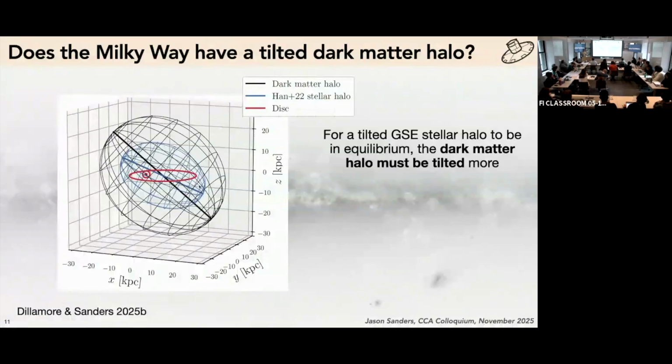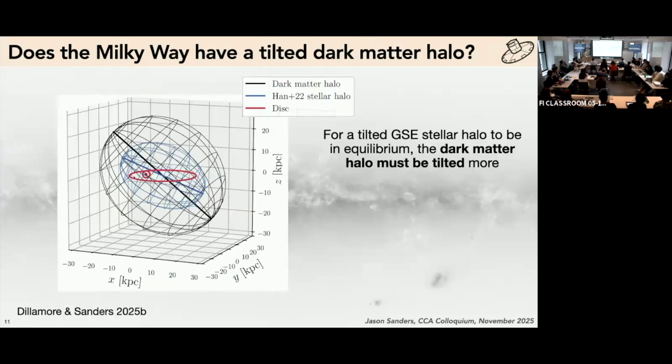One way is to have a dark matter halo in the Milky Way that is also misaligned. So in this plot, maybe I'll just explain it a bit more slowly. This is a three-dimensional view of the Milky Way, from the outside.